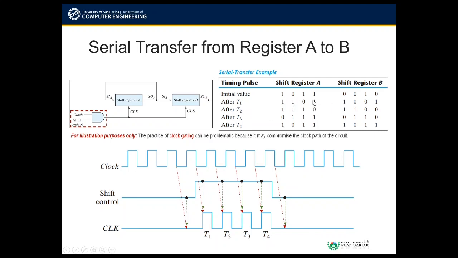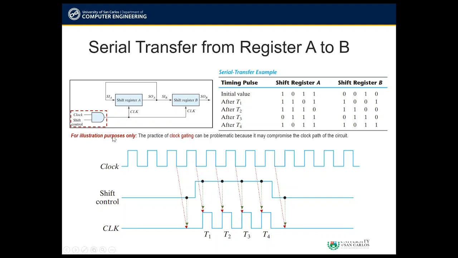After T2, SO here is shifted into register B here and is shifted back into register A, so here. And everything else is shifted to the right. And this would happen for 4 clock pulses because there are 4 clock pulses fed to shift registers A and B.